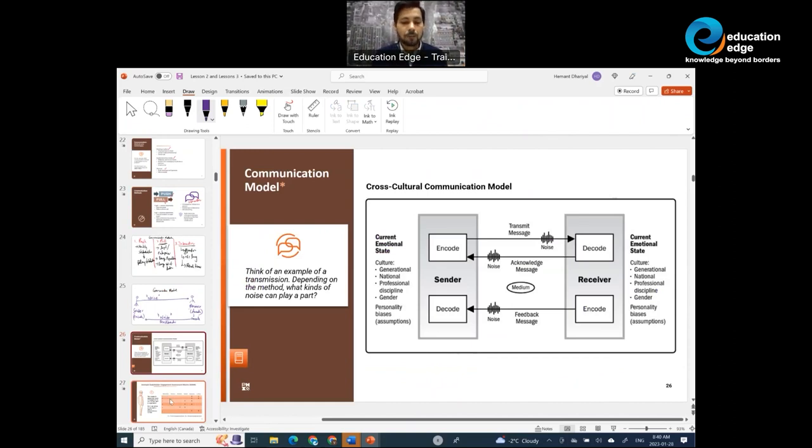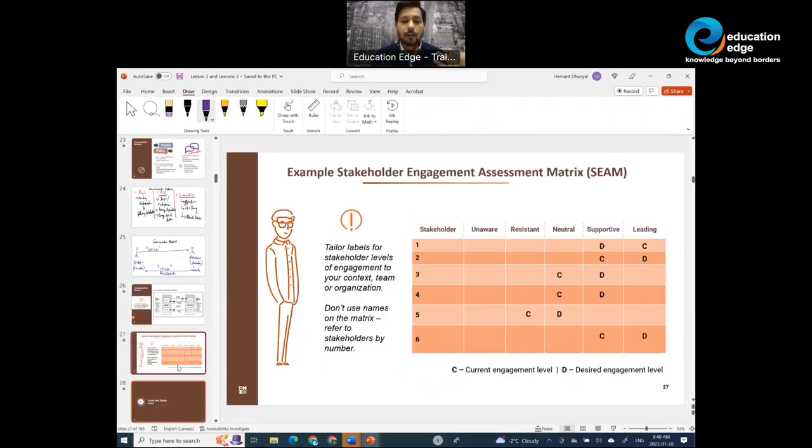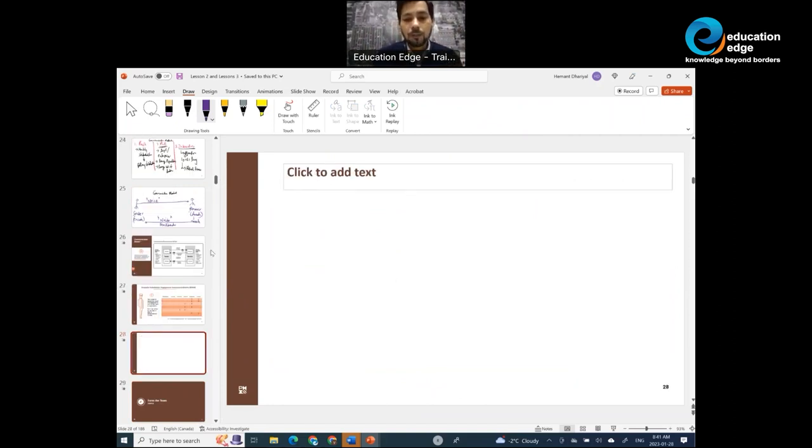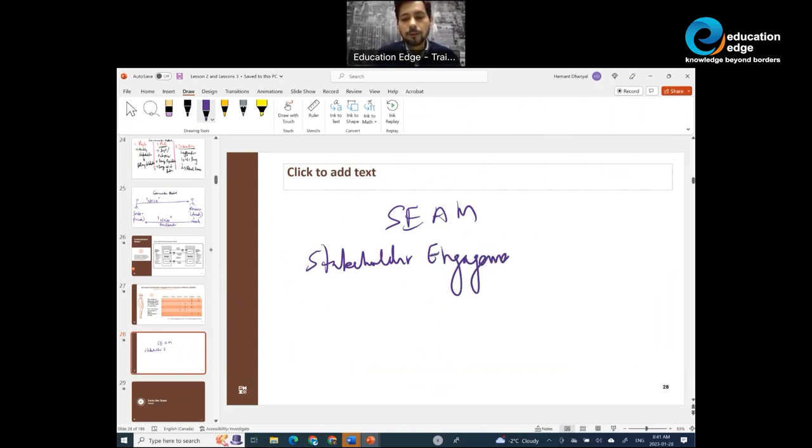And finally, as part of this topic, PMI loves this aspect. They call it SEAM. Stakeholder Engagement Assessment Matrix.